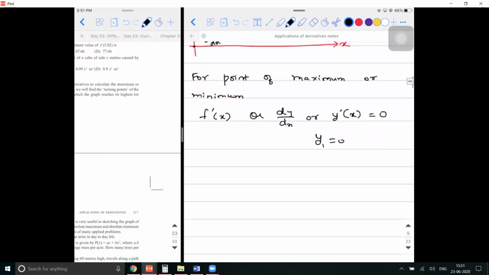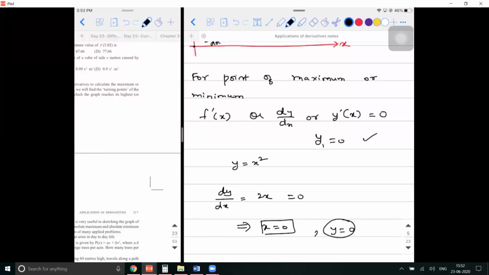Suppose I stick to the same question. I ask you, y is equal to x square. I'm asking you to find the point of maximum or minimum for this. According to what we have learned till now, what will you do? You do dy by dx. So dy by dx is equal to what? 2x. So what is the condition for maximum or minimum? 2x is equal to 0. Means I got the value of x to be 0. So x is equal to 0 is the stationary coordinate of x. So it's a stationary point whose x coordinate is 0. So what will be the y coordinate of it? That is also going to be 0.